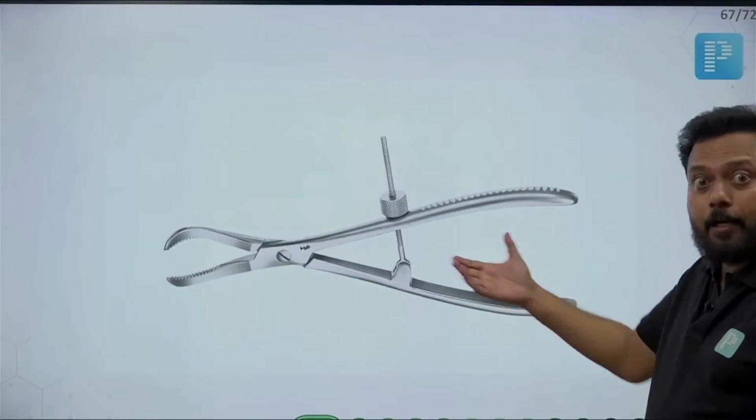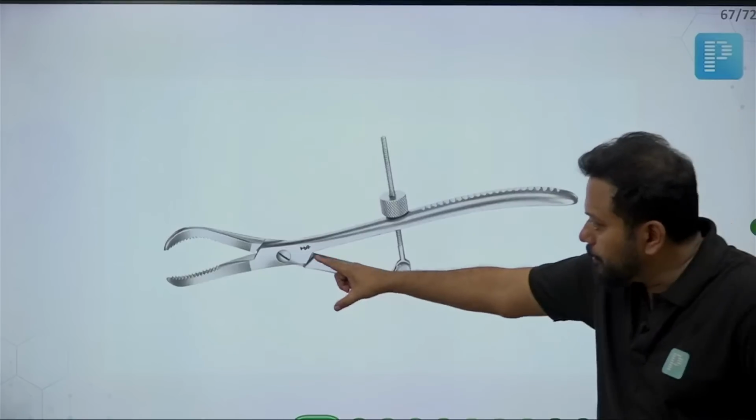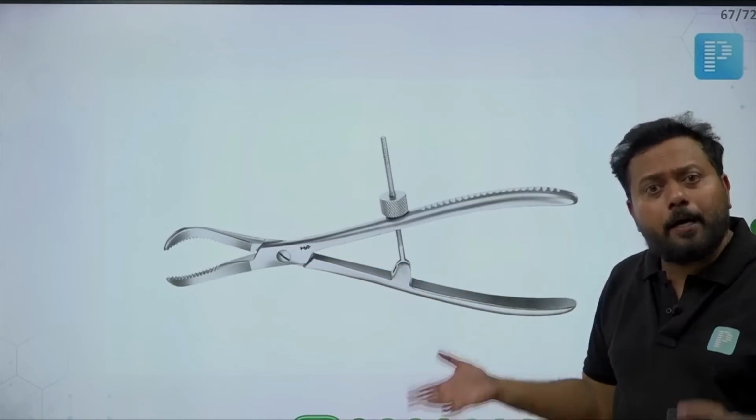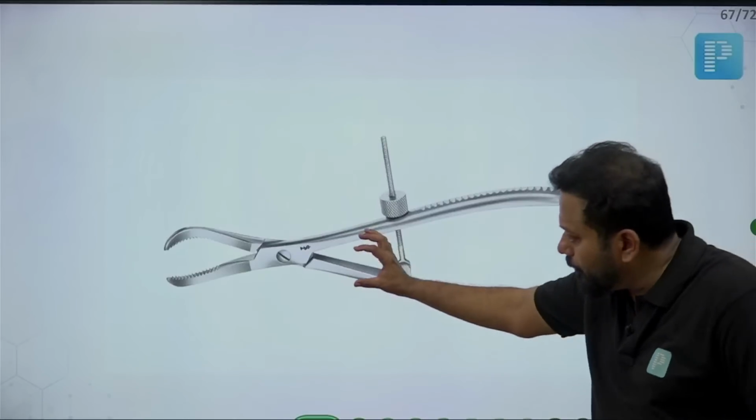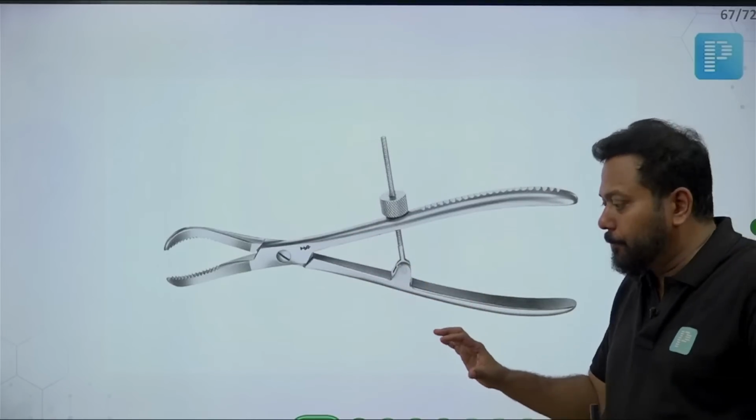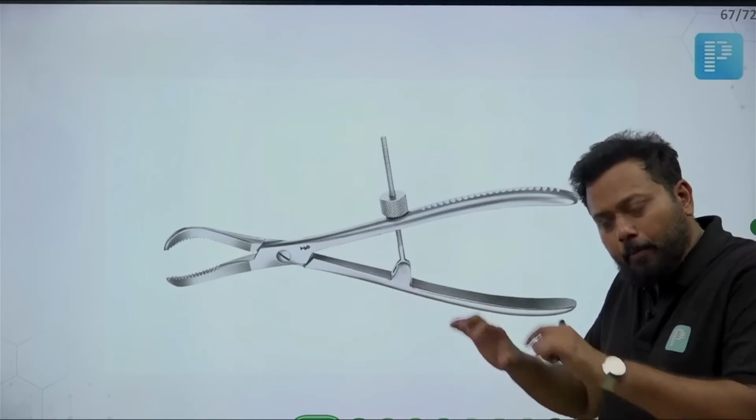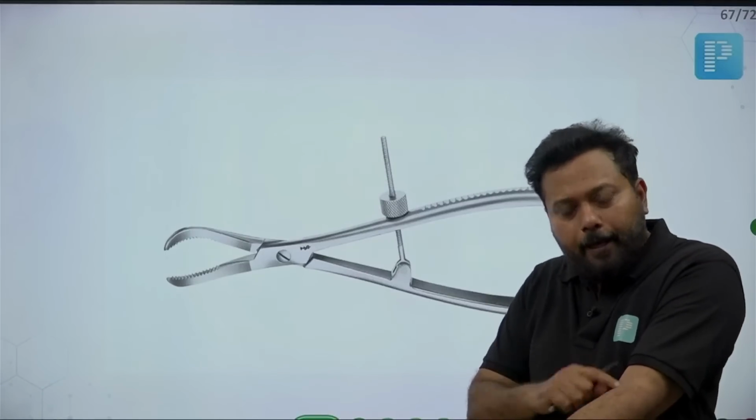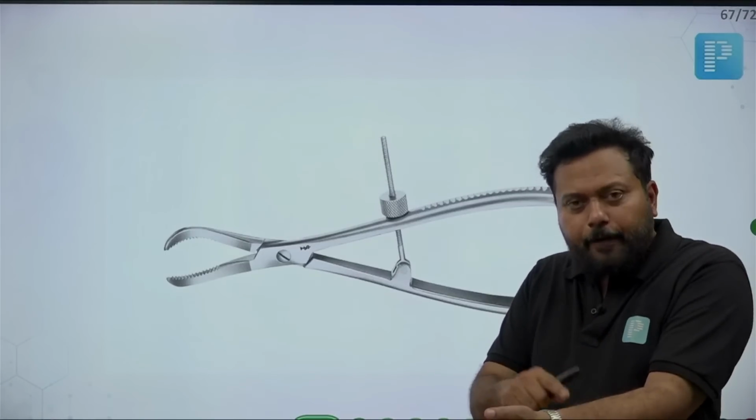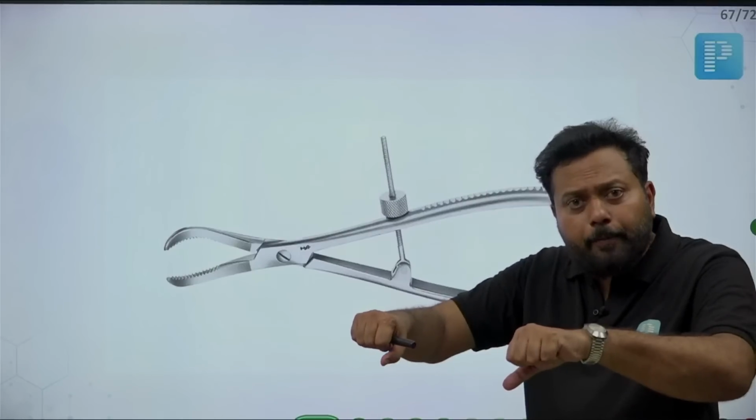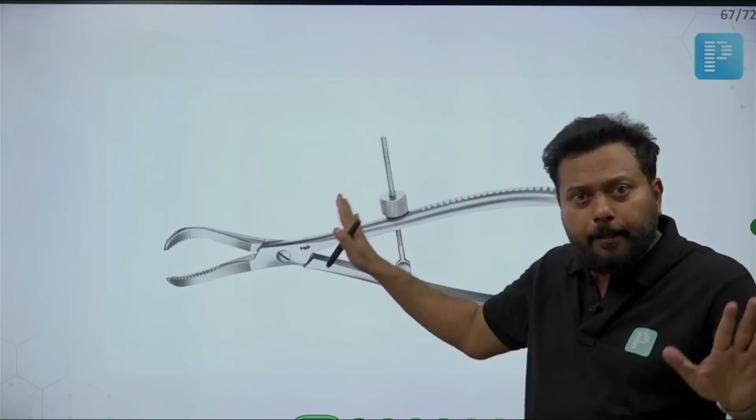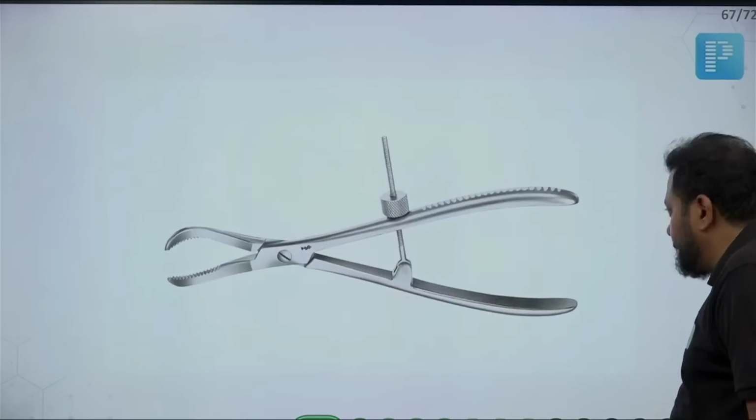This is a classical bone holding forceps. All these are asked image questions, that's why I am repeating. The very purpose of this bone holding forceps is just to hold the bone. For example, I am doing open reduction internal fixation of the radius and ulna. I have opened and I am seeing the proximal fragment and distal fragment. To reduce them, only with bone holding forceps I can reduce it. That is the indication.